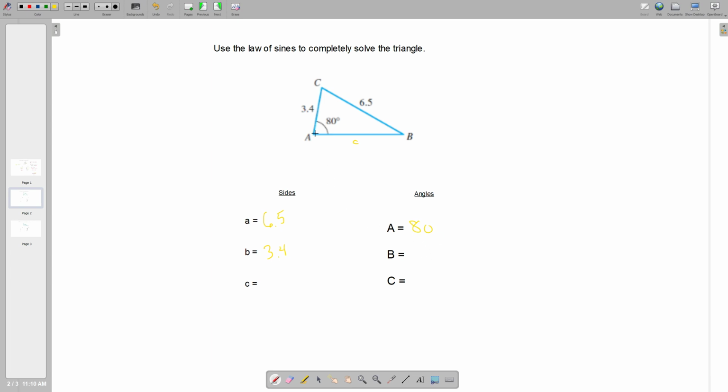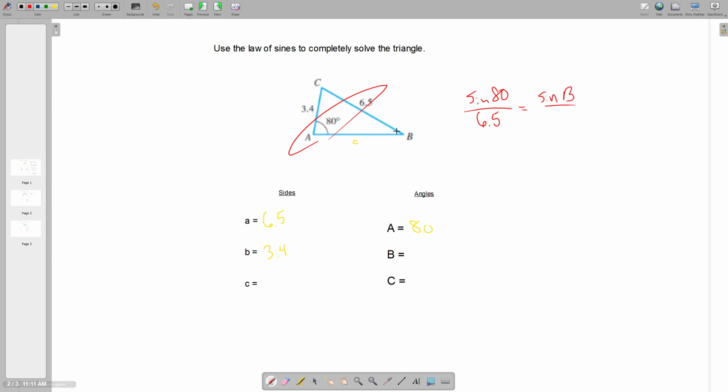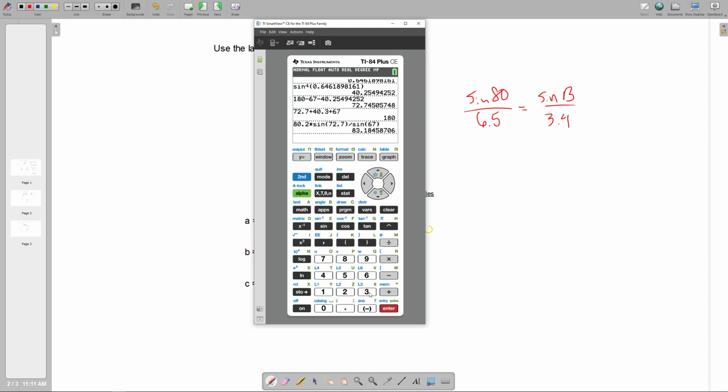So first thing I'll do is, we need to find one of these angles basically to start, because we can't find little c. So let's do, how about angle B? We'll find angle B. So again, you have a side angle pair. That's definitely going to be in your equation. We're going to say the sine of 80 degrees over 6.5 equals the sine of B over 3.4, because the length is 3.4. So now again, when I multiply both sides by 3.4, on the left side, I'll have this whole big thing. So 3.4 times the sine of 80 divided by 6.5.